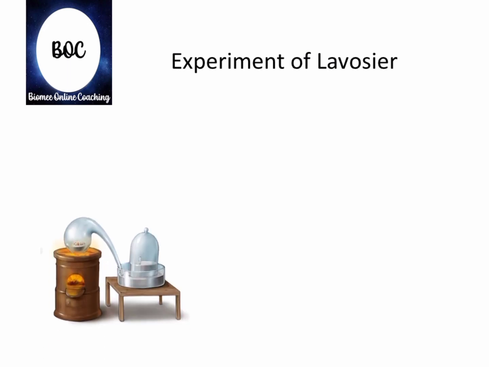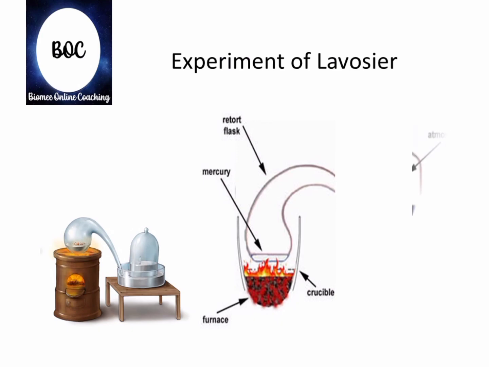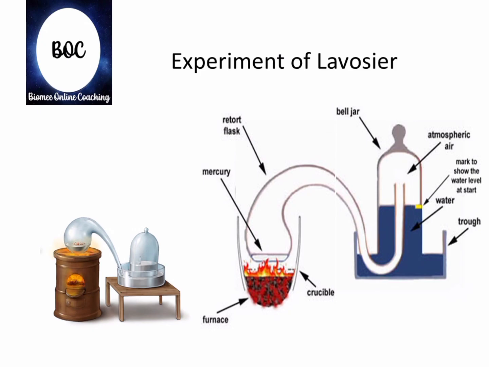Lavoisier used the apparatus shown in the diagram. He heated mercury, which reacts with the oxygen in the bell jar to form mercury oxide. At the same time, one-fifth of the air in the jar was used up. Lavoisier explained his result by saying that air was a mixture of an active gas called oxygen and an inactive gas which we now call nitrogen.